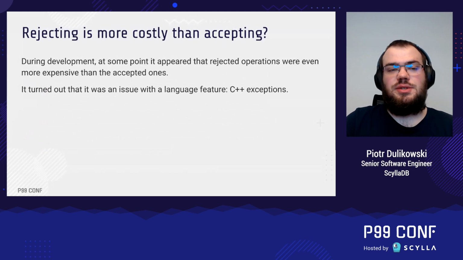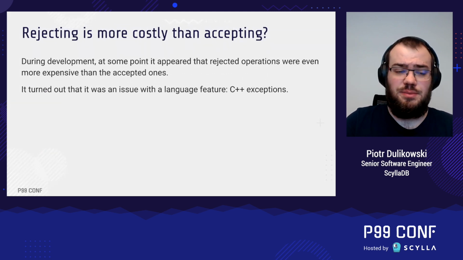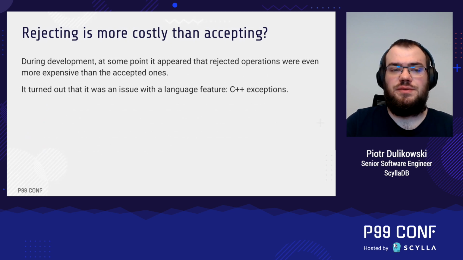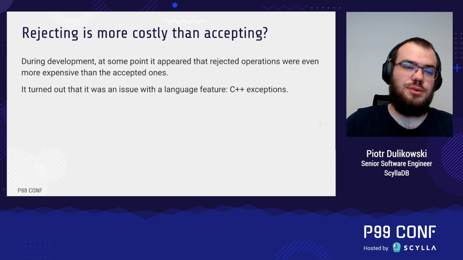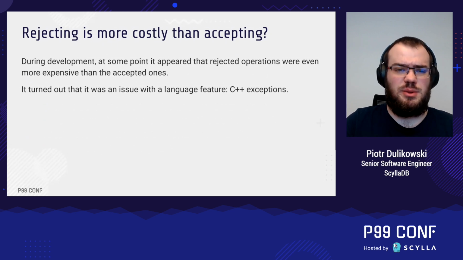Initially, after coding the solution, we found that the performance wasn't as good as expected. In a local benchmark, we actually achieved an opposite effect. Rejected operations took more CPU than the successful ones. This was very strange because tracking per-partition hit counts wasn't expected to be compute intensive. It turned out that the problem was related to how ScyllaDB reports failures, namely via C++ exceptions.